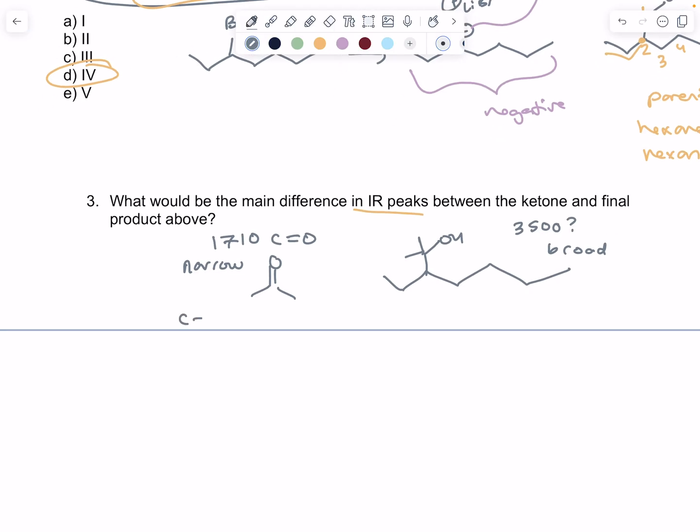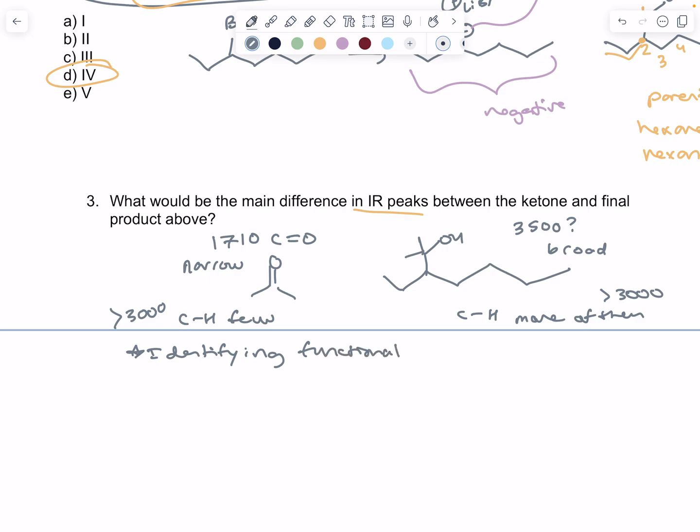For both of them, we would still be able to see the CH bonds. There would just be more of them here because there's more over here, and there'd probably just be a few over here. And the CH bonds are also above 3,000. I don't know exactly where they are. Greater than 3,000 for both of these. So the big thing with IR is identifying functional groups, and being able to tell where they appear and what their shape will be.